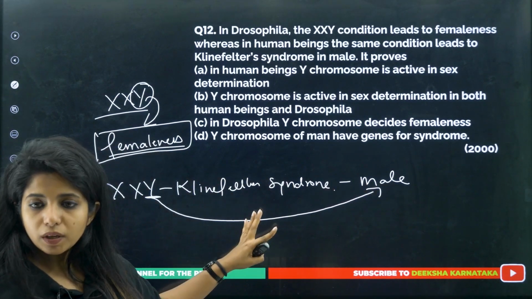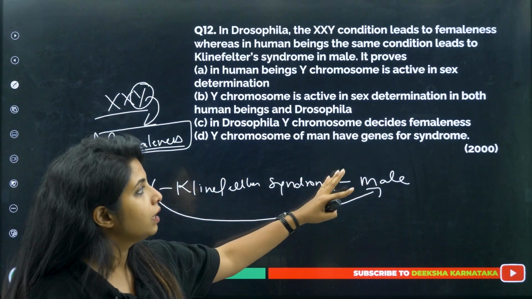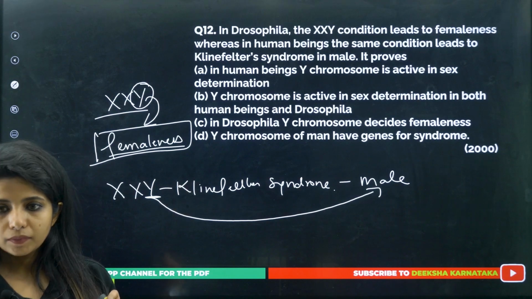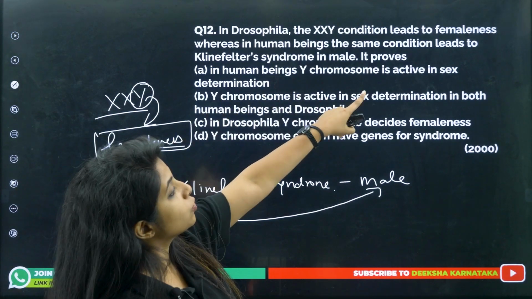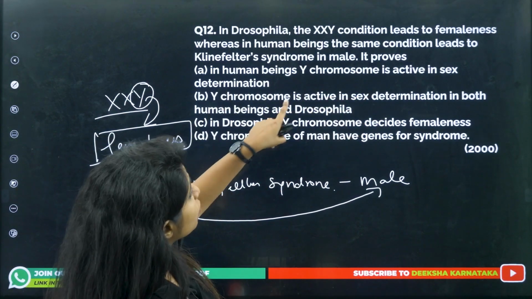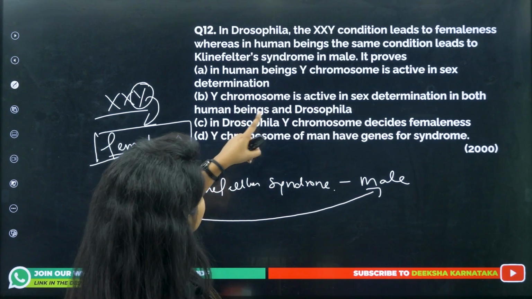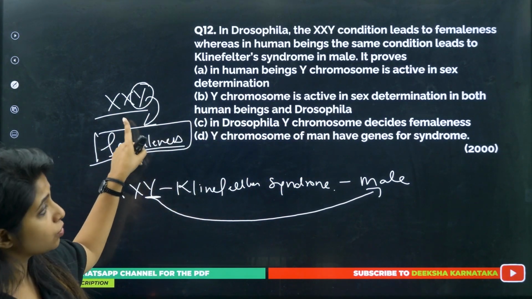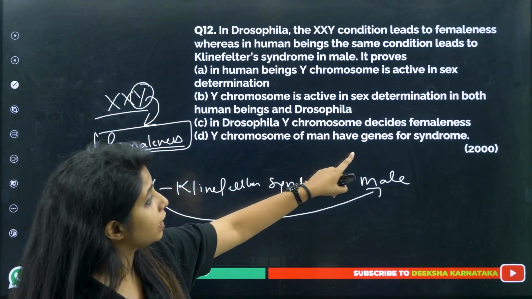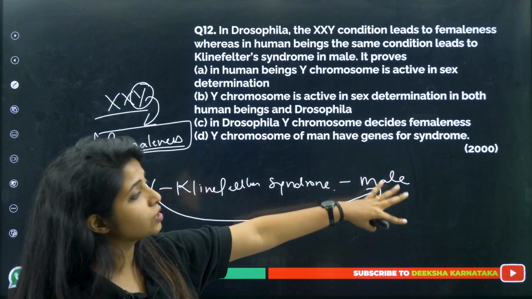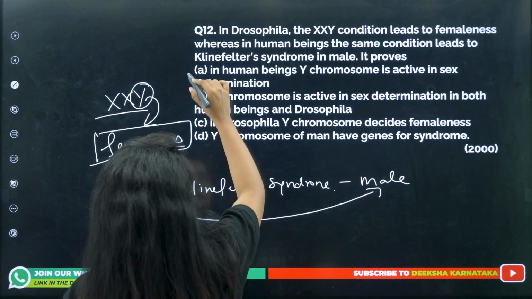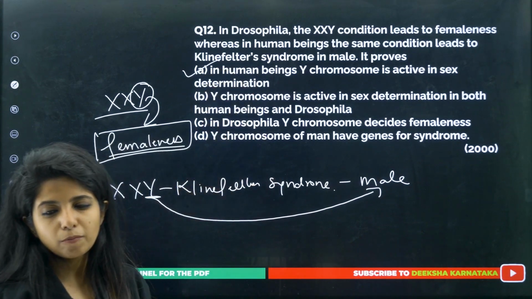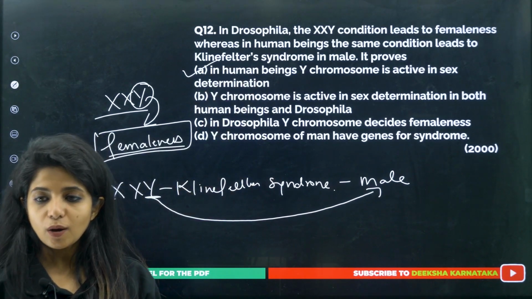So, in human beings, Y chromosome is the one that will be responsible for sex determination. Y chromosome is active in sex determination in both human beings and Drosophila, no children. In Drosophila, Y chromosome decides the femaleness, no children. Y chromosome of man has genes for syndrome, no children. This is the correct answer. Bit complicated, but yeah, 2000 question.